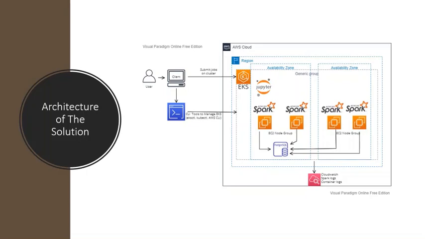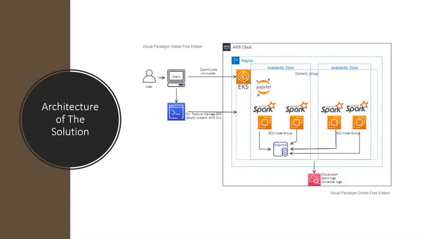So this is the architecture diagram, and you can see here we have our user. Our user can interact with AWS, and also we have some CLI tools: the eksctl, the kubectl, the AWS CLI. And you have EKS. By the way, EKS stands for Elastic Kubernetes Service. That is the Kubernetes service on AWS.